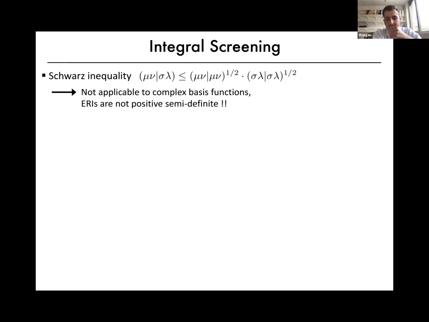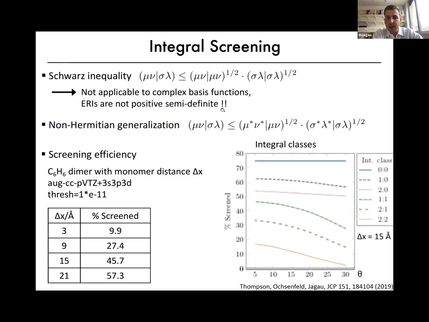So we need to do something else, and what we came up with is a non-Hermitian generalization, which involves those additional integrals which have a complex conjugated exponent in the bra here. And this then works similar to the usual integral screening scheme from Hermitian quantum mechanics. And here we looked at the screening efficiency for a dimer of 2 benzene molecules with different monomer distances. Well, it's no surprise that the screening efficiency gets better if the dimer is torn apart, because of course that's what you always see independent of any complex scaling. The overlap of the functions is worse, and so you need less matrix elements to consider.